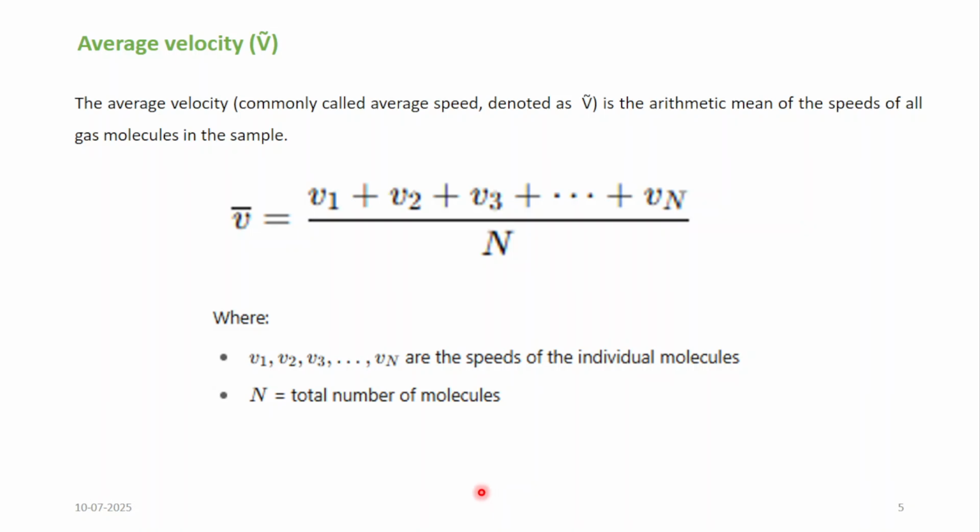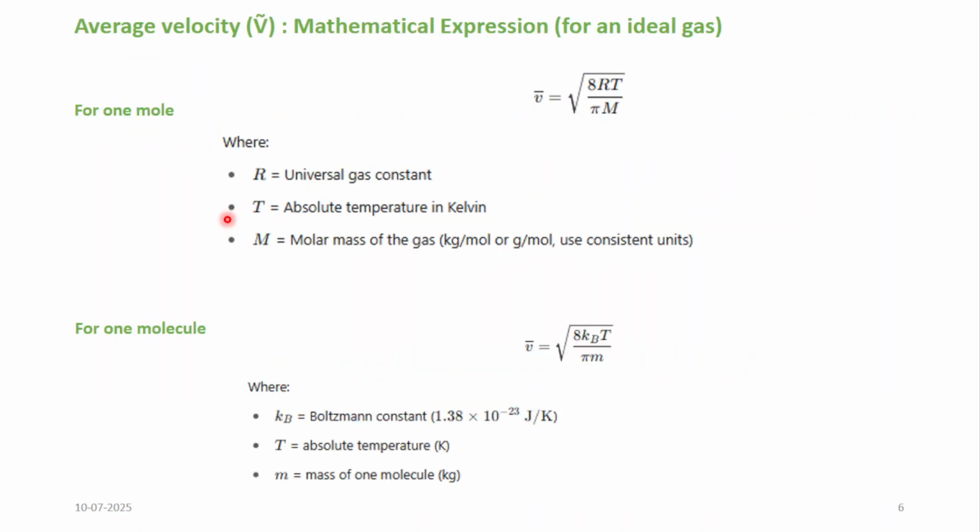Now coming to average velocity, this is very simple. It is the average of the speeds of individual molecules. V1, V2, V3 are the speeds of individual molecules, and N is the total number of molecules. You take the average, and that is nothing but average speed or average velocity. These are the mathematical expressions. For 1 mole, average velocity is root of 8RT by πM. Again, R is the universal gas constant, T is absolute temperature. You know the value of pi, that is 22 by 7. For 1 molecule, that becomes root of 8 kBT by πm. Instead of R, you have to write kB, that is the Boltzmann constant.